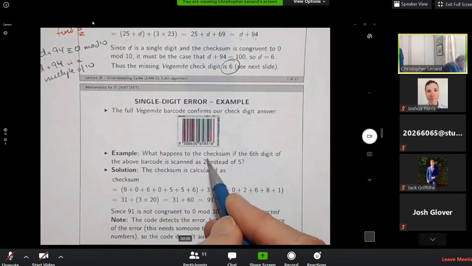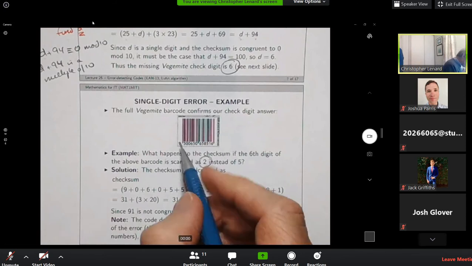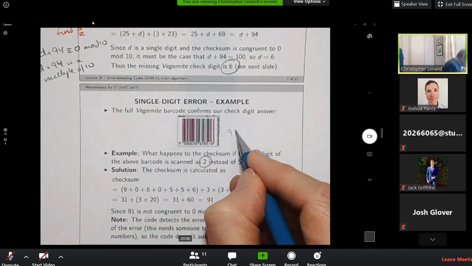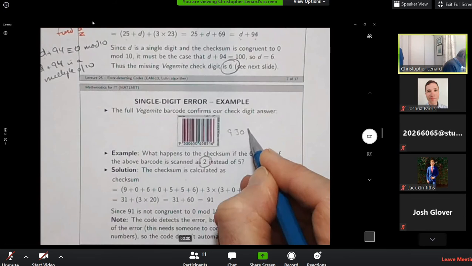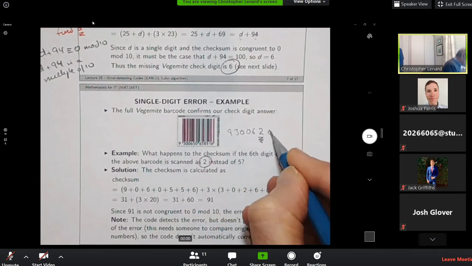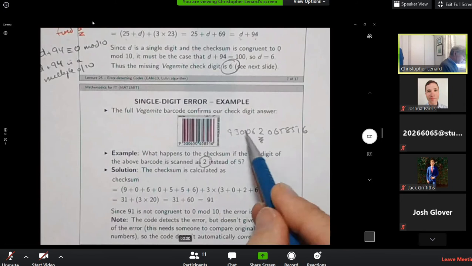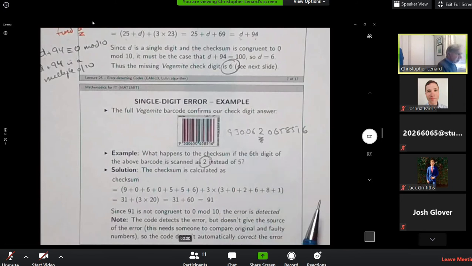Oh, sorry, it was scanned as a 2, my mistake, reading ahead. So it was scanned as 930062065. So I suppose the scanner did that, or you wrote that down.